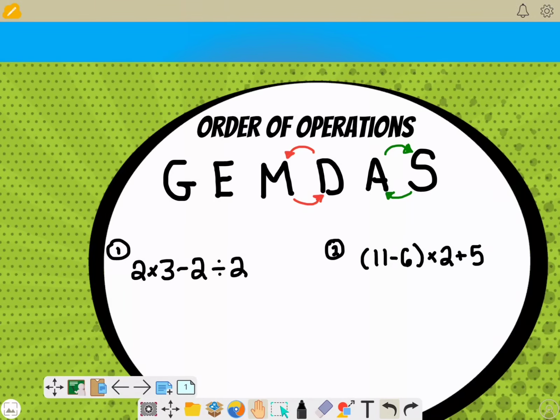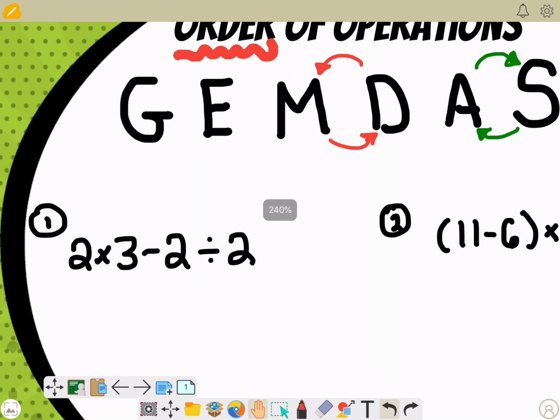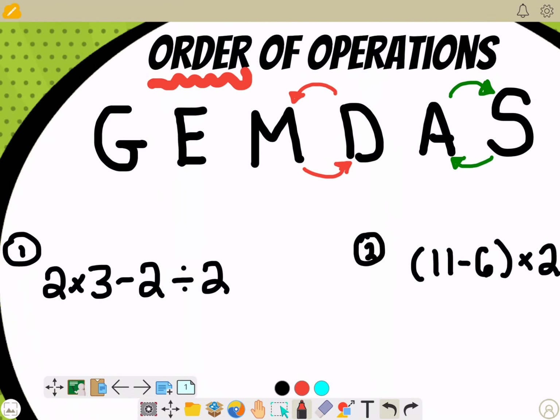We're now in part 2 of our order of operations. Key thing of this is the order. You have to do this in the right order or your answer is going to be incorrect. So think about this as kind of like a ladder. And the first step of this is your groups.